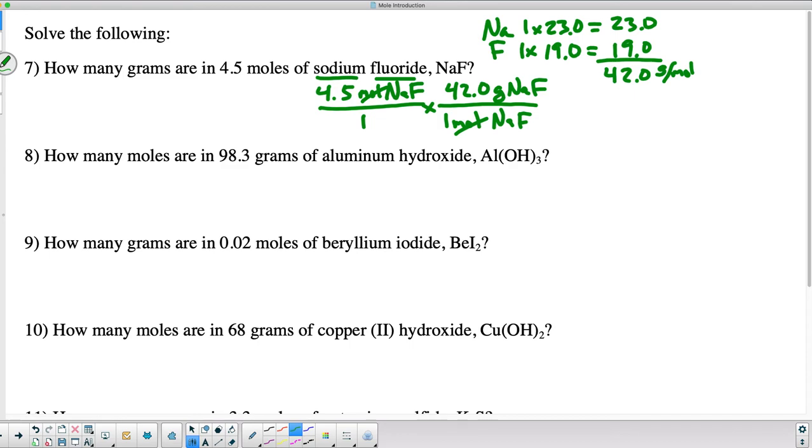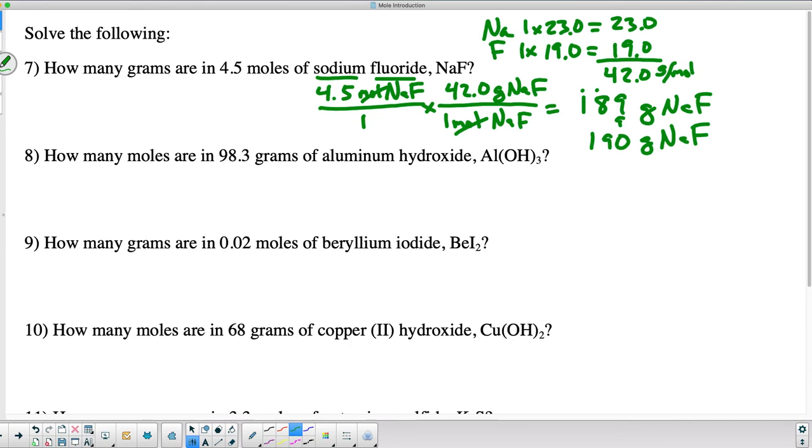And then 4.5 times 42.0. And I get 189 grams of sodium fluoride. I need 2 significant places. Check to see if it's 5 or higher. It is, so this would be 190 grams of sodium fluoride. Okay, that's how we do that.